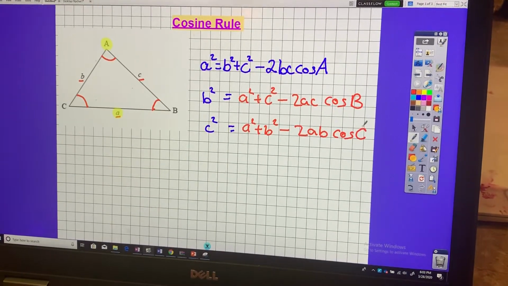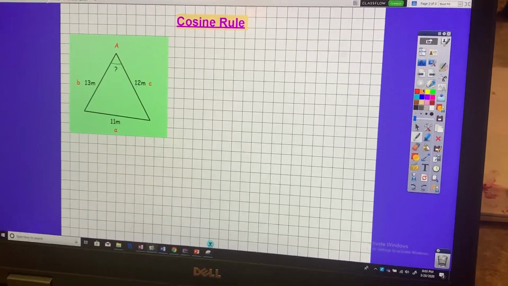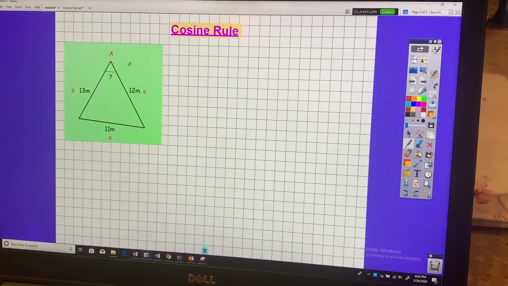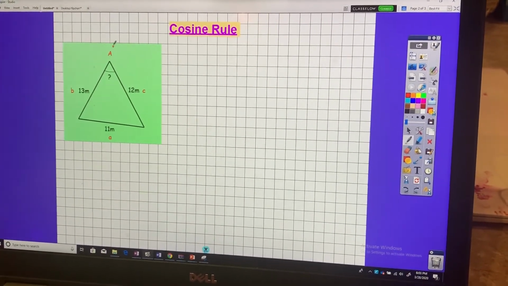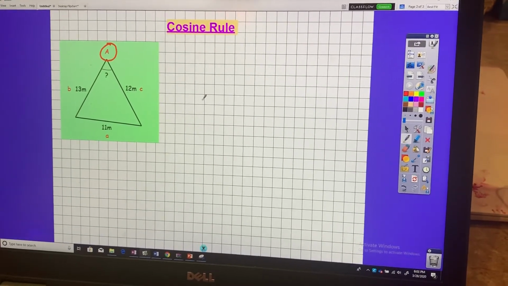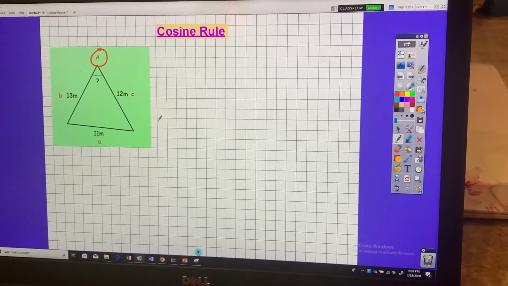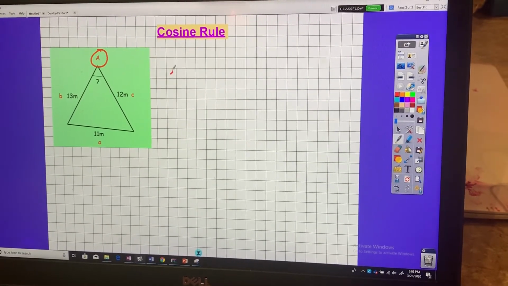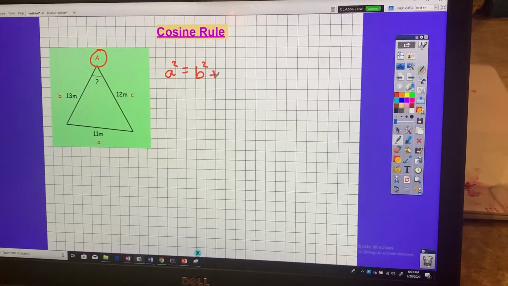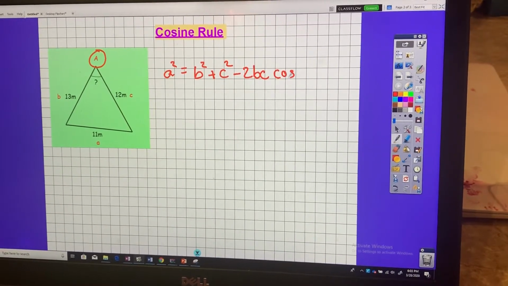It's not that bad, is it? Right, now let's have a look at some examples. Here's my first example. You've got to work out this angle, capital A. Can you guess what formula I will be using? Pause my video and write down the formula. I'll be using a squared equals b squared plus c squared minus 2bc cos of what I started with.